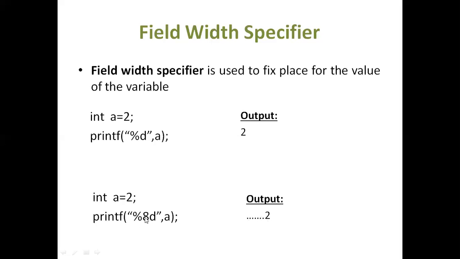This means that it is leaving the space before printing a variable. If you give the field width specifier as a minus, then it will leave the space after printing the variable. But since we are giving it a positive value, it will leave the space before printing that variable. So this is the purpose of the field width specifier. It is used for fixing the place for the value of a variable.